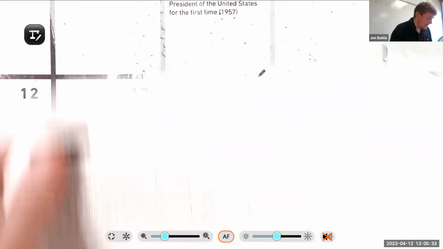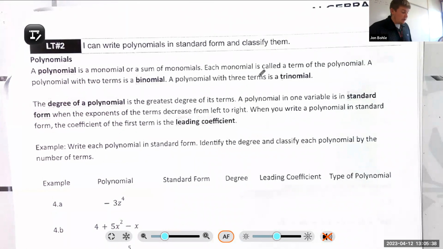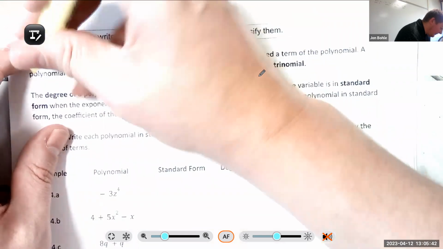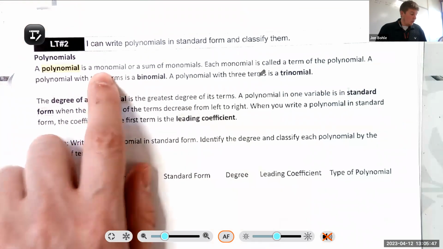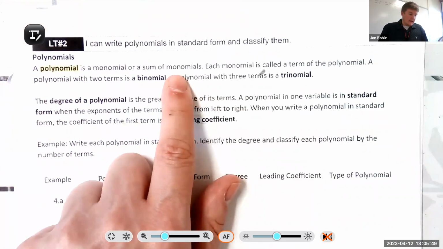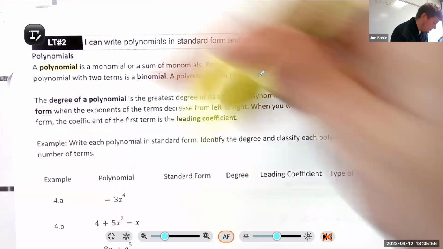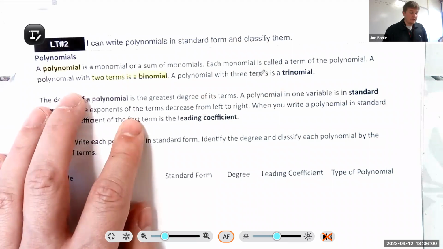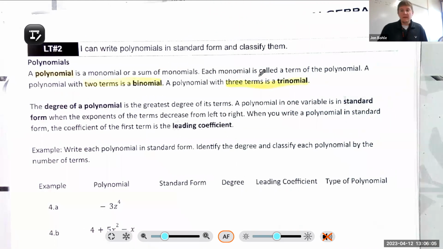Now, what we did discuss was monomials, which is one term. Now what we're going to deal with is polynomials. Polynomials are made up of monomials. So really, a polynomial is a monomial or a sum of monomials. Each monomial is a term of the polynomial. A polynomial with two terms is a binomial. A polynomial with 3 terms is a trinomial. Okay, this is pretty straightforward.